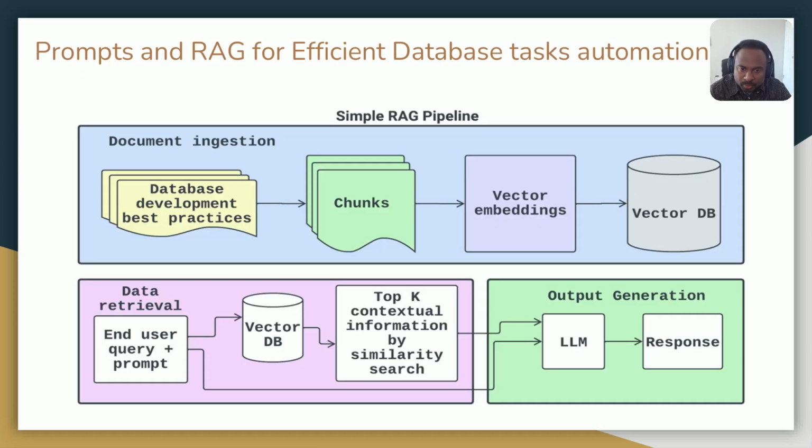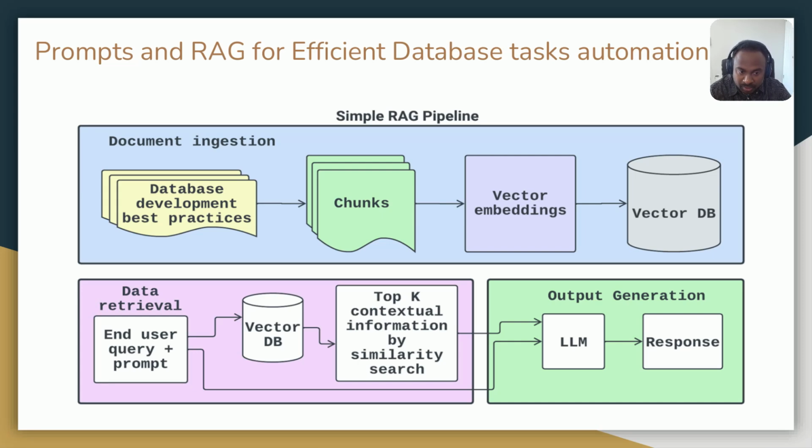So, how will a prompt typically be used? There's also a concept called retrieval augmented generation. It goes hand in hand, where generally the user provides a query and prompt, and it is embedded into the vector database. Using the embeddings, the top K contextual information is found using similarity search. And the end user query prompt and the top K information are fed into the LLM to generate the needed response, or desired response, I would say.